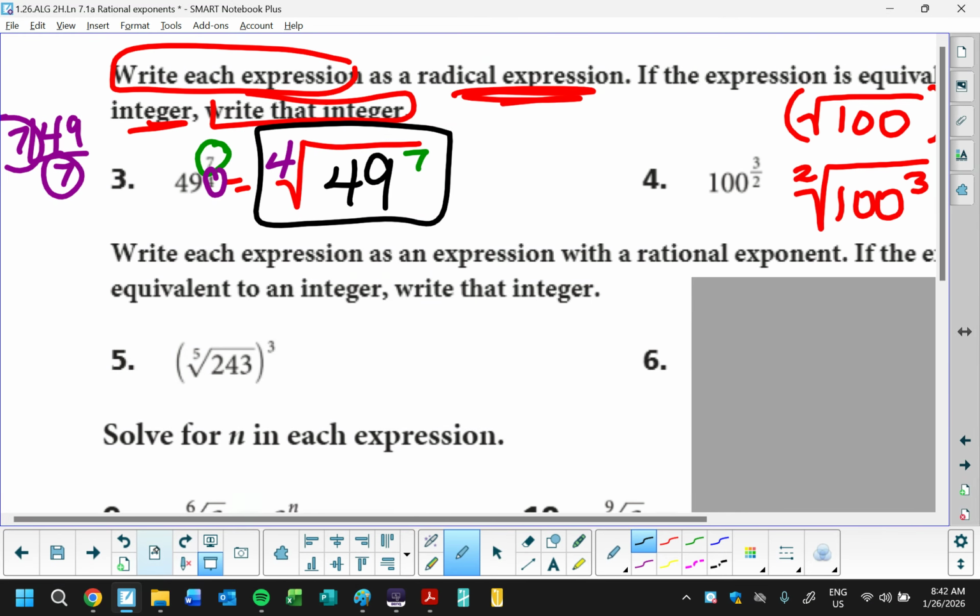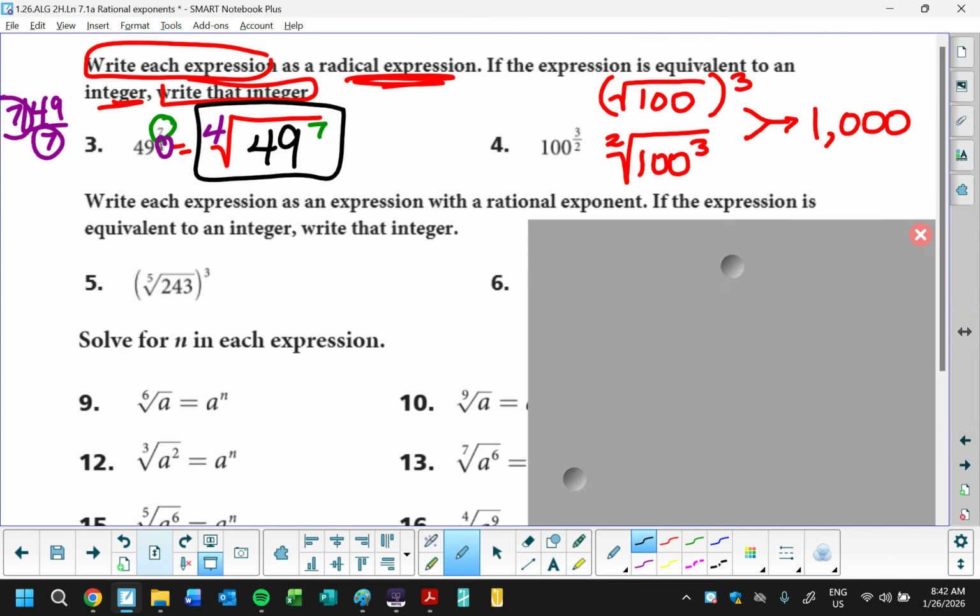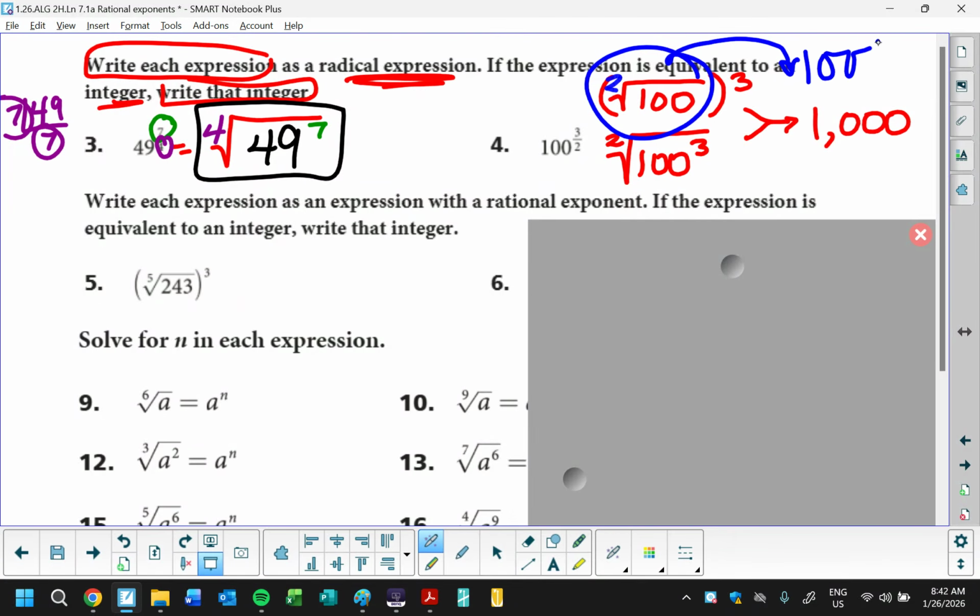Now, for number 4, I'm going to go ahead and shrink this a little bit. Leaving 100 as the base, you could write the 3 as the exponent. You could write the 2 as the radical. Whether or not you write the 2 is up to you. But please note that we can easily do the square root of 100, which is 10. And then 10 to the 3rd power is going to be 1,000.